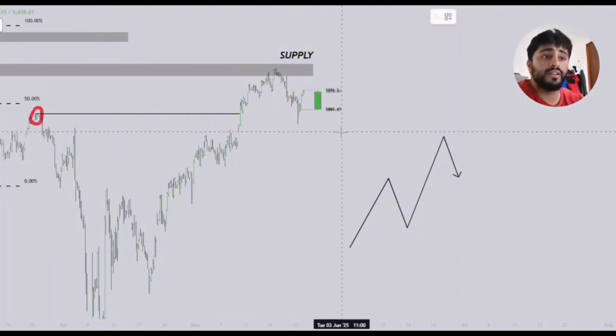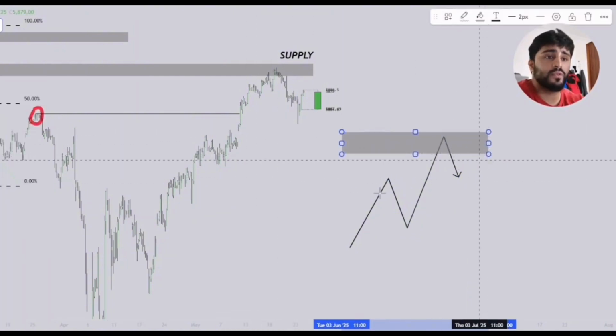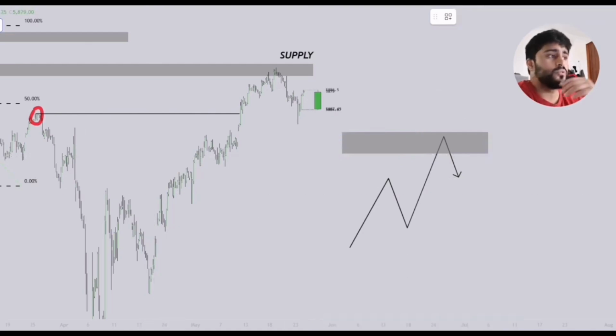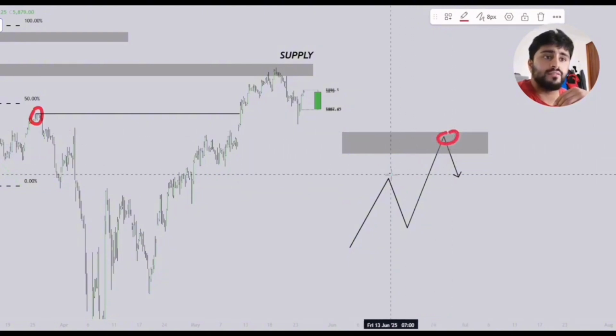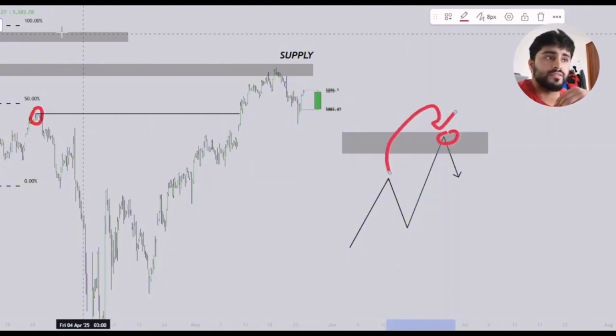Confirmation. We've tapped into a higher time frame fair value gap. So what's happened here is we have broken structure and we're above the previous high. So we have taken out this previous high just like this.